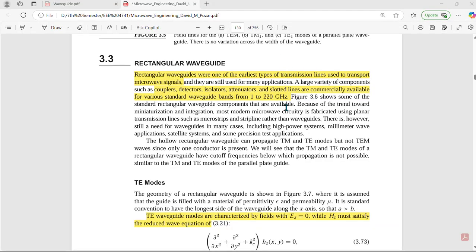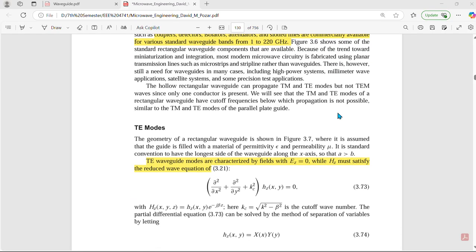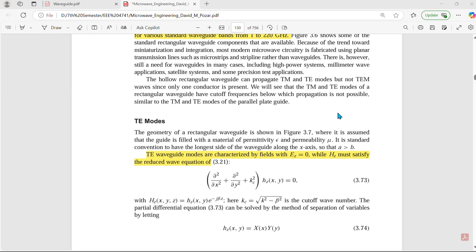Now we come to the theoretical parts. Here the rectangular waveguides are the earliest type of transmission lines used to transport microwave signals. That means these are the earliest types, and couplers, detectors, isolators, attenuators, and slotted lines are commercially available for various standard waveguides, with waveguide bands from 1 to 220 gigahertz. So at first, let us analyze the TE modes.